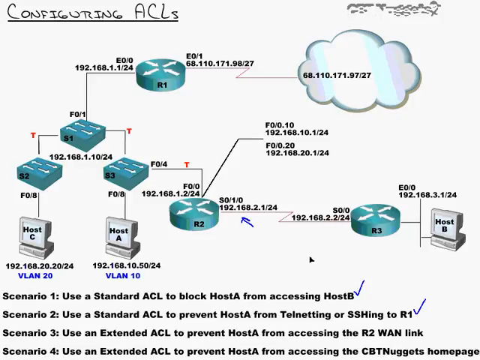Now, the best bet whenever you're configuring access lists is to do it in as few lines as possible. The reason why is because the more lines you add, the more processing the router has to do. It's kind of like having a large routing table, and it'll slow the router down. So let's do it efficiently. Let's do it in one line.